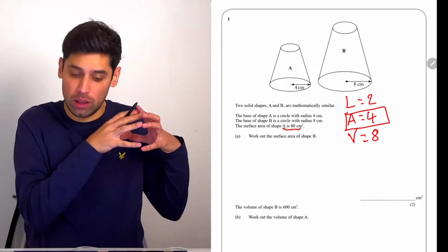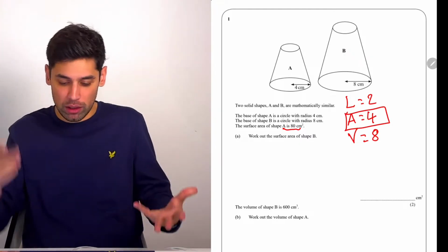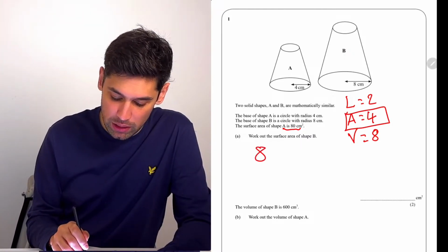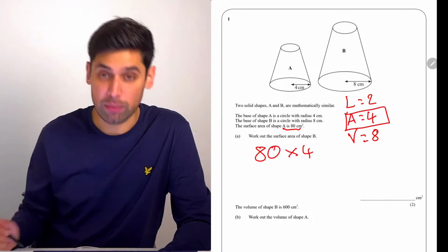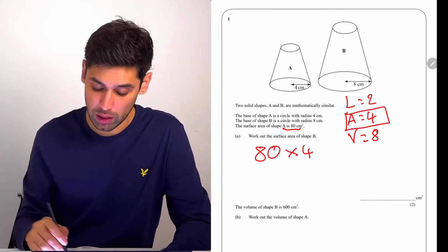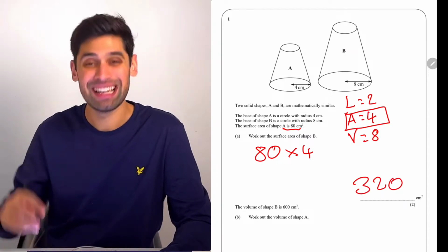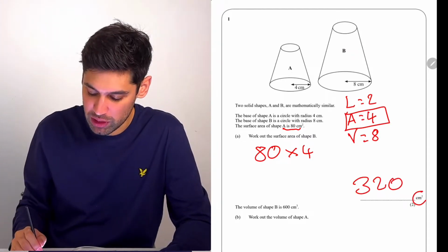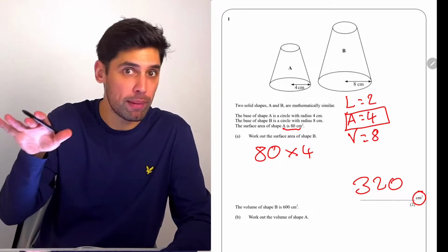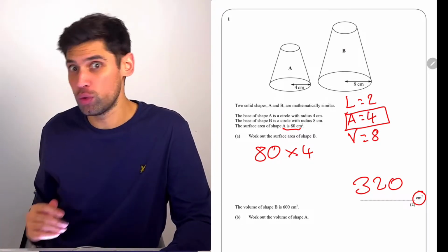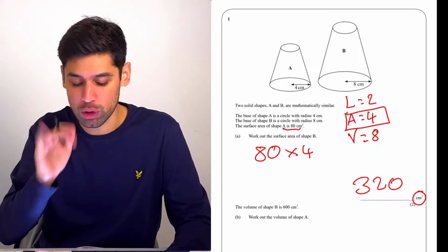A is the smaller one, which means the big one is going to have a bigger surface area. So we quite simply do 80 times 4. The surface area times the scale factor, which is going to give us a surface area now of 320 centimeters squared. And you can see they have the centimeter squared all drawn for us. So you don't need to worry about the units, but they're kind of giving us a clue there. They're saying, remember, area is centimeter squared.